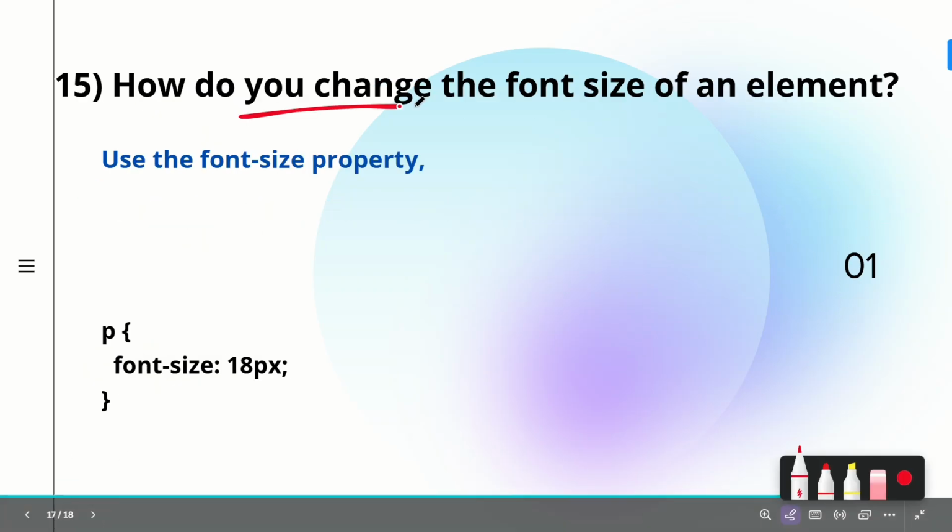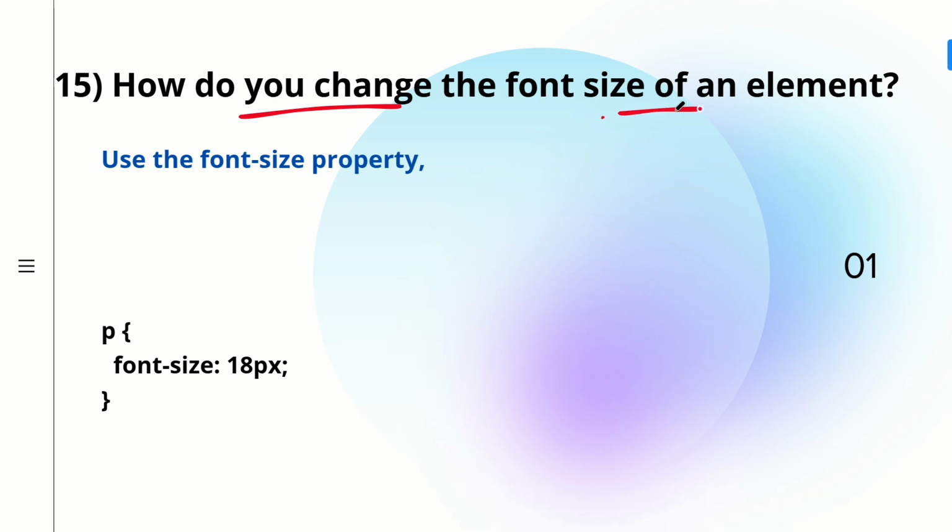The 15th question is, how do you change the font size of an element? Similar to background, this is also the same as in normal English. How do we write font size? Again, instead of the space, you have to just replace your space with a hyphen. You have to write font, then hyphen, and then size. So this is the CSS property, how you can change the font size of an element.